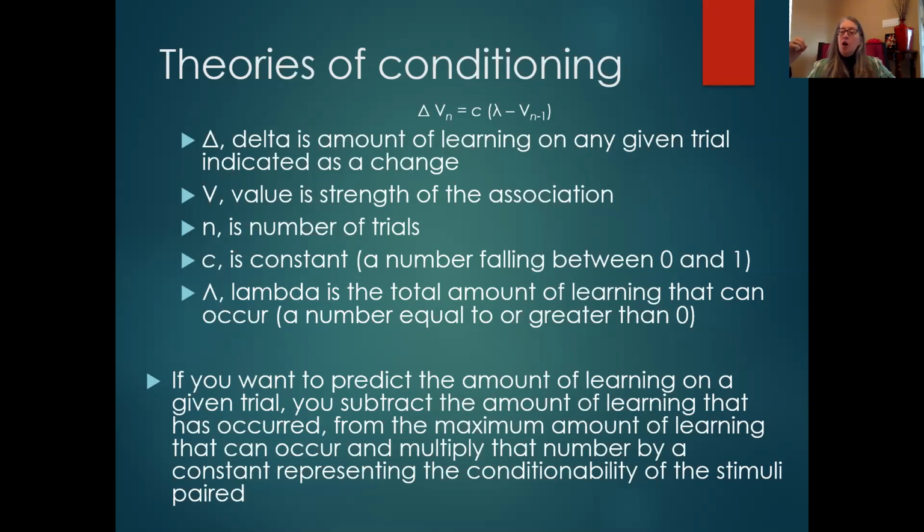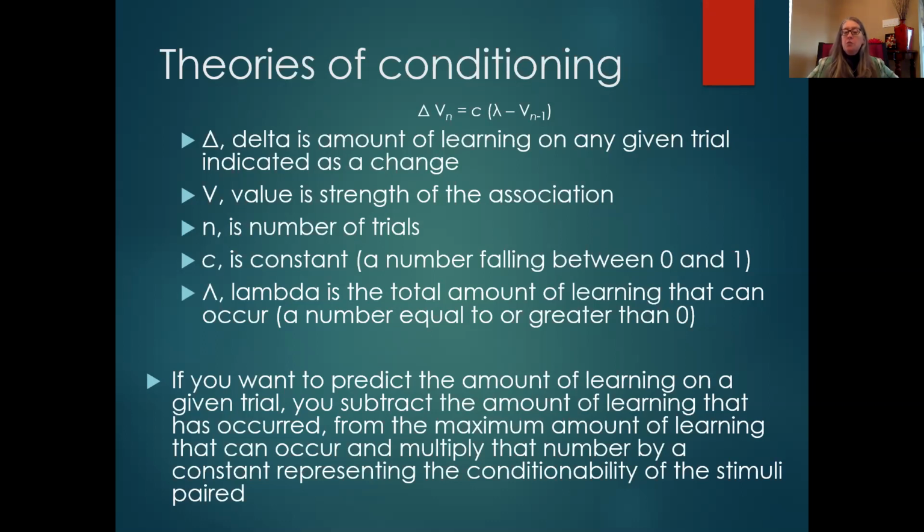C is a constant, always a number between 0 and 1. And we sort of guess at it. If you've got data from an animal, you can guess at it, but usually it's used more to say, what would happen if we did this? What would happen if we did that? And then lambda is the total amount of learning that can occur. It's always going to be a number equal to or greater than 0, because you can't have negative learning.